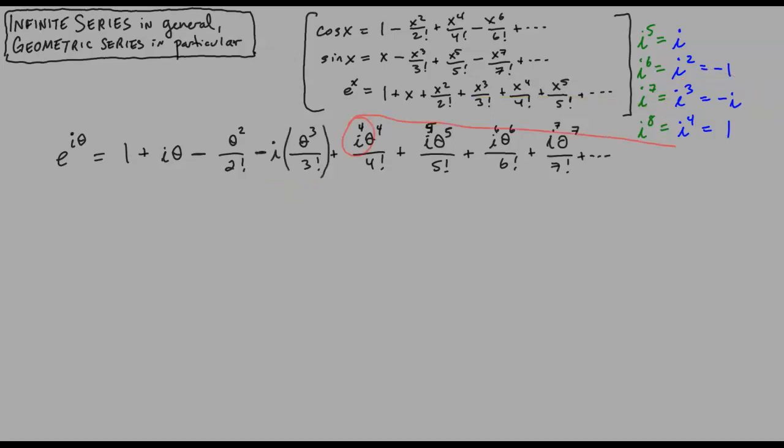i to the 4th, well, that's just 1, so be gone. i to the 5th, we're back up to i. So let's get rid of that exponent. i to the 6th, that's i squared, which of course is -1. So we make that change. And then the last one I have here, i to the 7th, which is i cubed, better known as minus i. And actually, I noticed that since I pulled the i out here and here, I should probably pull it out here too to be neat.